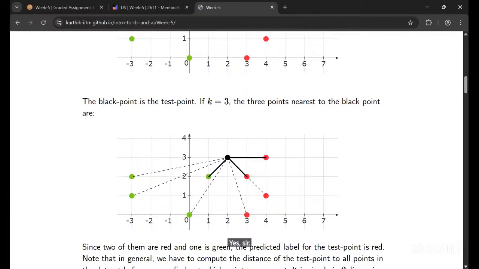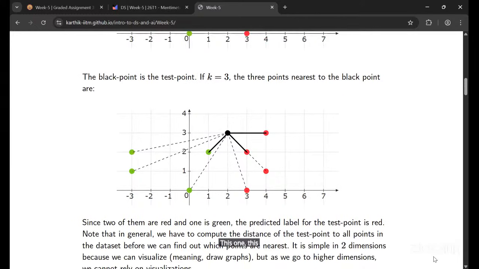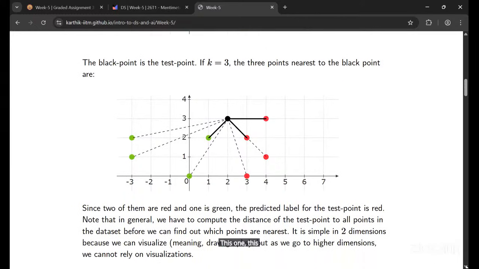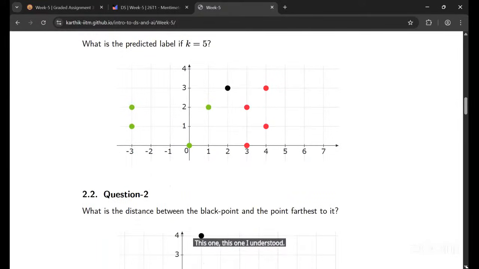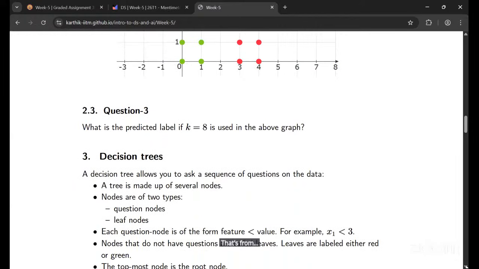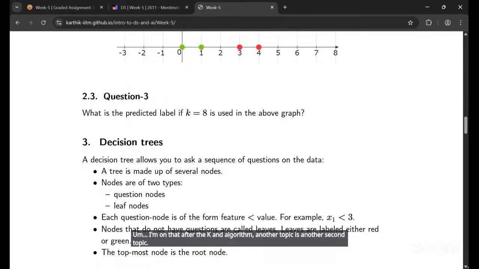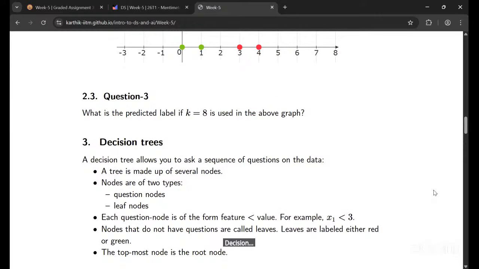I hope you understand this. Yes, ma'am, I understood. Okay. Any other question? Yes, ma'am, I have a doubt. After the K nearest neighbors algorithm, the second topic is decision trees, I'll discuss that. Somebody said that they have a doubt. What is it?